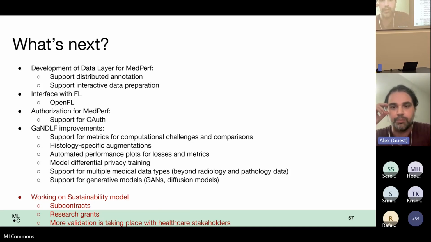And finally, in parallel, we are validating various models for sustainability for our working group. Towards this end, we are narrowing down to subcontracts, research grants, and specific healthcare stakeholders. But we're going to have more concrete updates at the next community meeting. And that concludes my presentation.